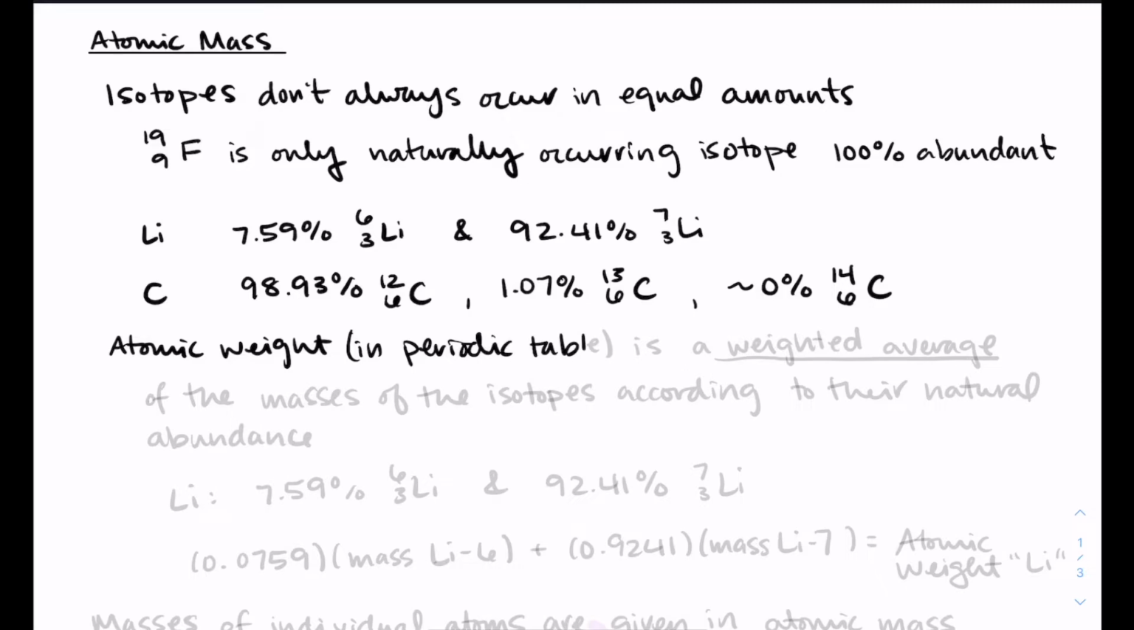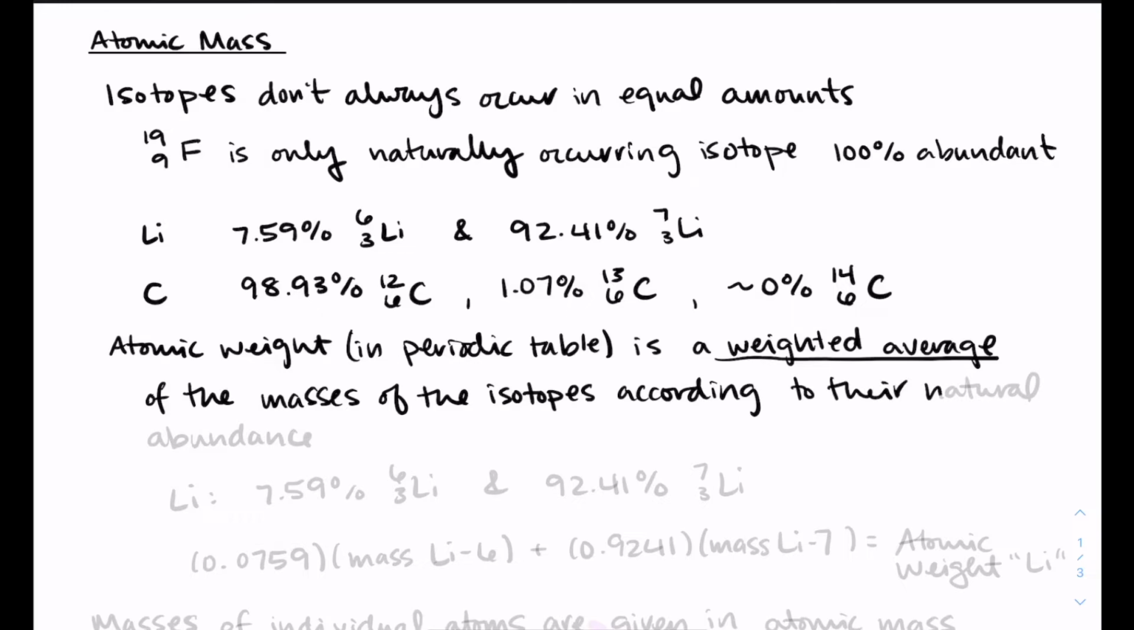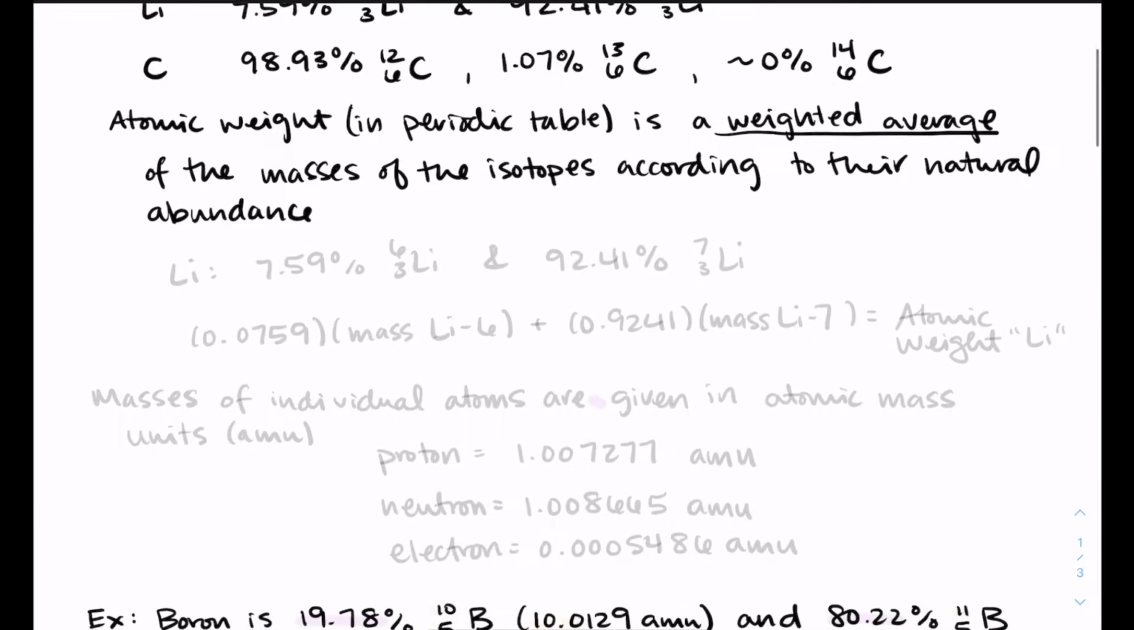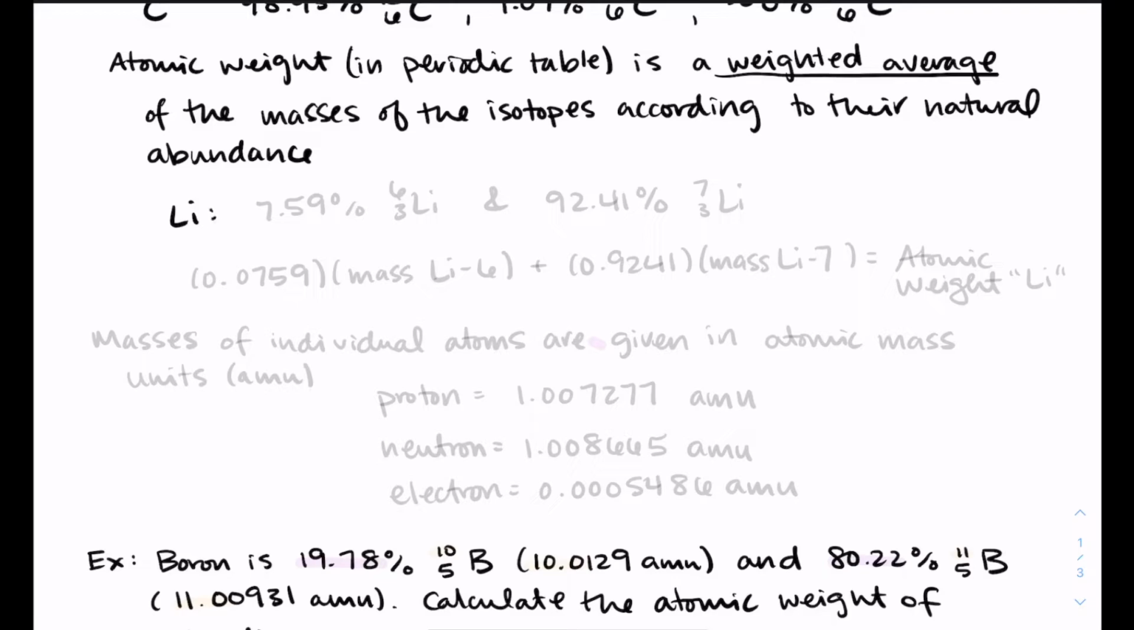The atomic weight that's listed in the periodic table is a weighted average of the masses of the two isotopes according to their natural abundance. Calculating a weighted average requires just a little bit of tweaking to the math that would go into calculating an actual average, and we'll talk about the differences between those. I will share an example video that is a really good primer on how to do a weighted average. So, here is what this looks like for atomic masses calculated as a weighted average.